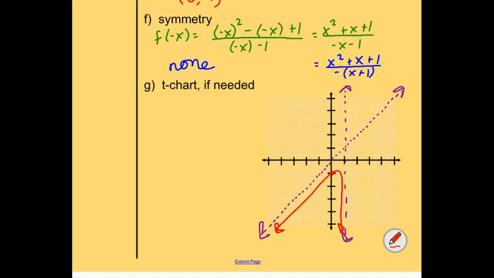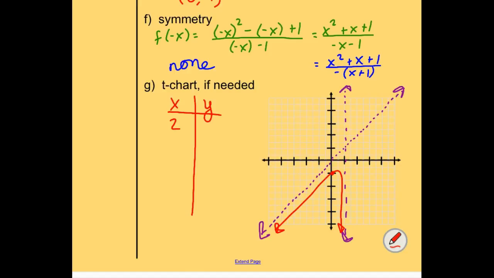So if you wanted a more precise graph, you could absolutely substitute -1, -2, etc. into the function. But I have no idea what's going on off to the right of my vertical asymptote. So I am going to do a t-chart with a couple of values, probably just 2 and 3, and I think that will give me a good idea of what's going on with my function.